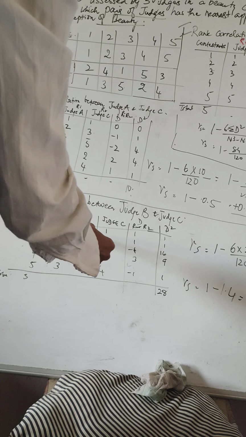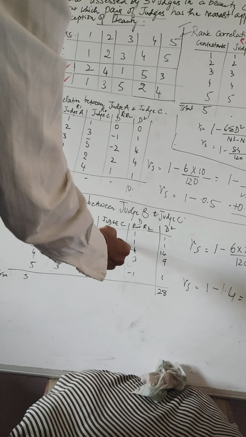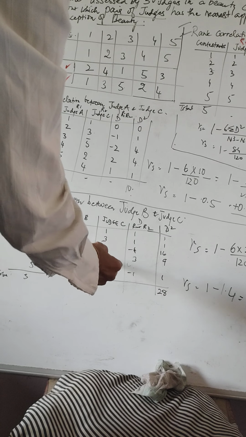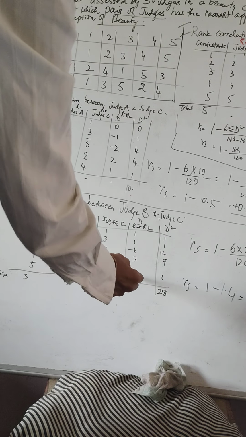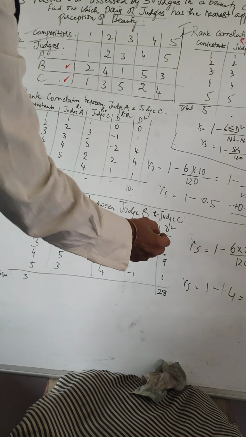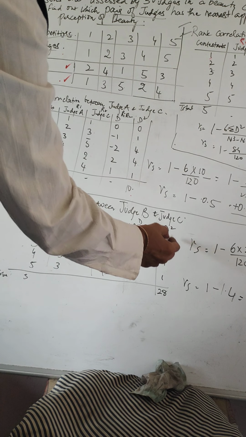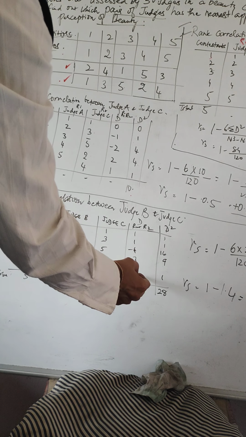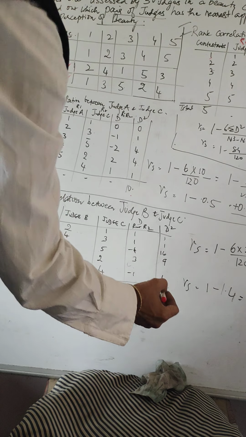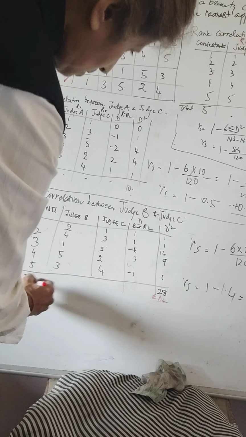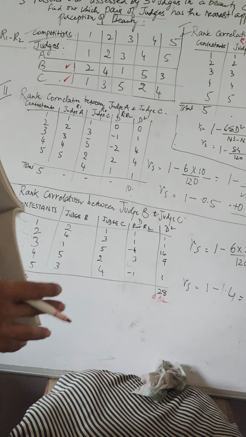Now, the difference between R1 minus R2 is 2 minus 1 is 1, 4 minus 3 is 1, 1 minus 5 is minus 4, and 5 minus 2 is 3, 3 minus 4 is minus 1. So look at the difference. There's quite a lot of difference. Now we square them up: 1, 1, 16, 9, and 1. So when we add this up, that is sigma d square. This is how we will work it out.